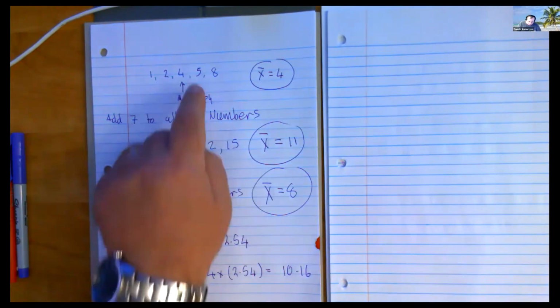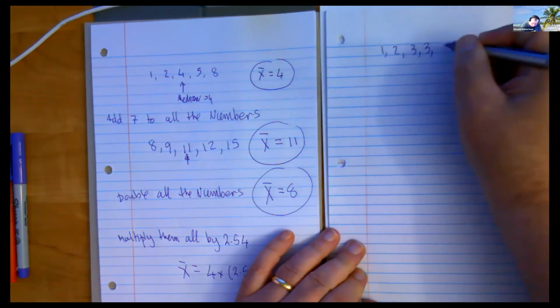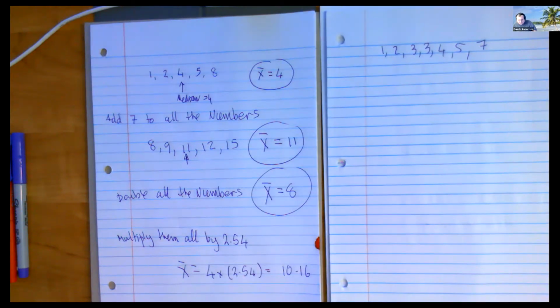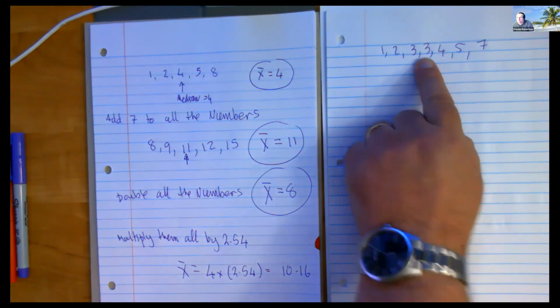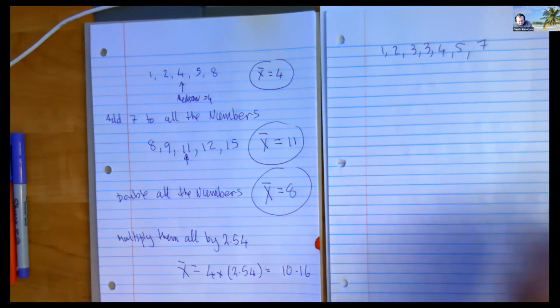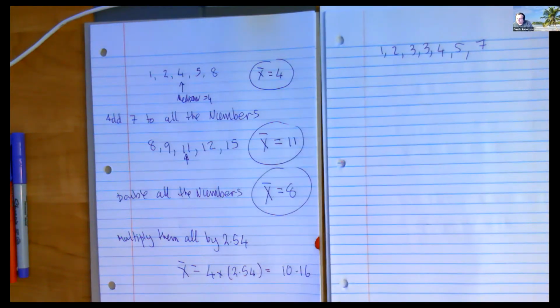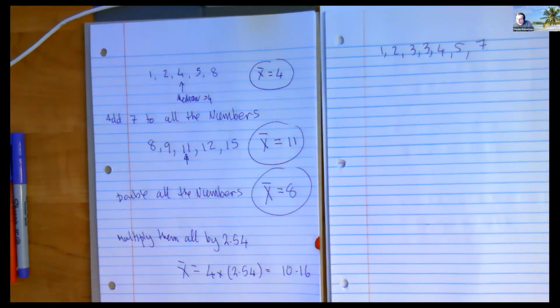Now, it doesn't really work on this data set. What's the most popular number in this data set? 3, right? So the mode is 3. If I added 7 to all those numbers, wouldn't the mode change to 10? If I doubled all these numbers, wouldn't the mode change to a 6?